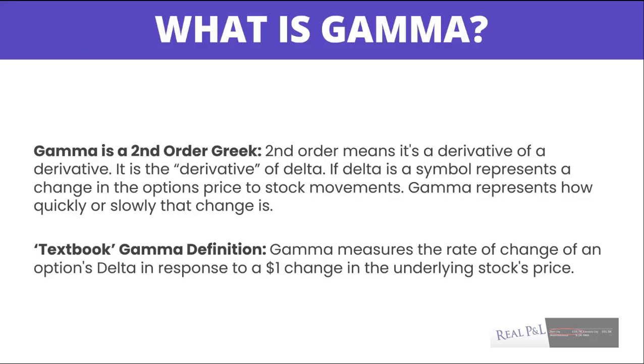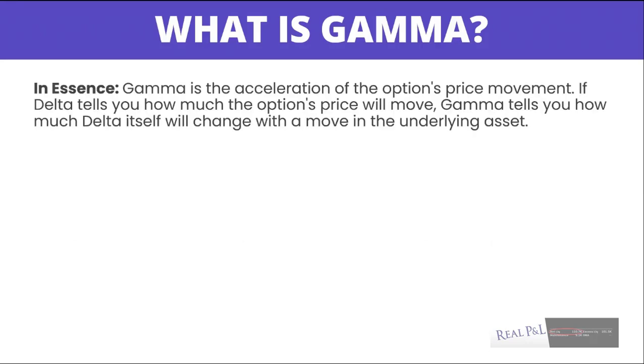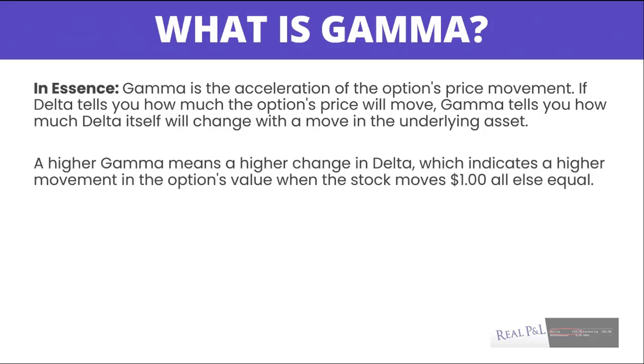Textbook gamma definition: Gamma measures the rate of change of an option's delta in response to a $1 change in the underlying stock's price. In essence, gamma is the acceleration of the option's price movement. If delta tells you how much the option price will move, gamma tells you how much delta itself will change with a move in the underlying asset. A higher gamma means a higher change in delta, which indicates a higher movement in the option's value when the stock moves $1, all else being equal.